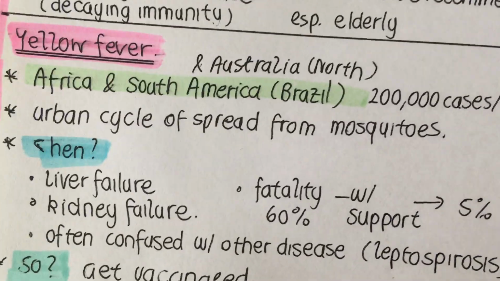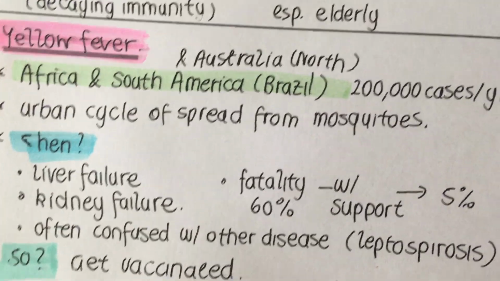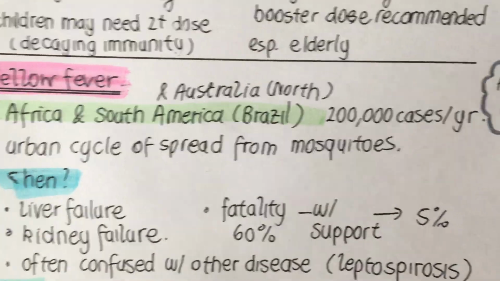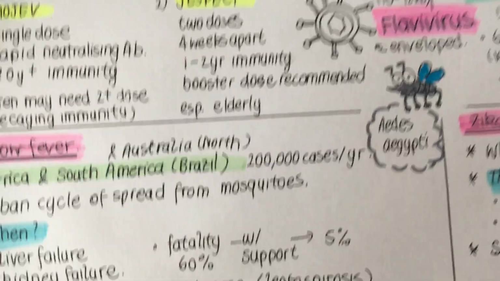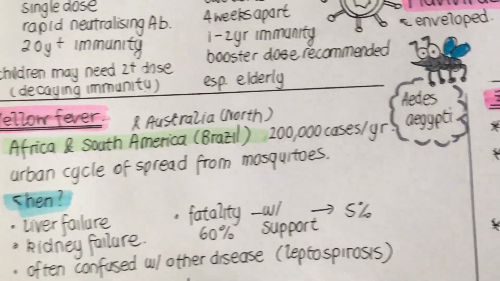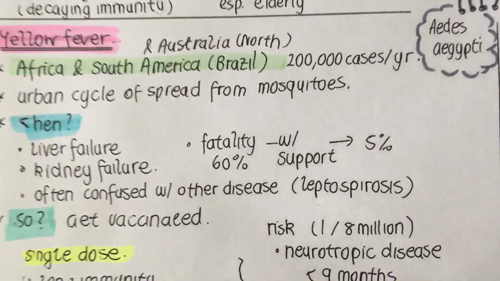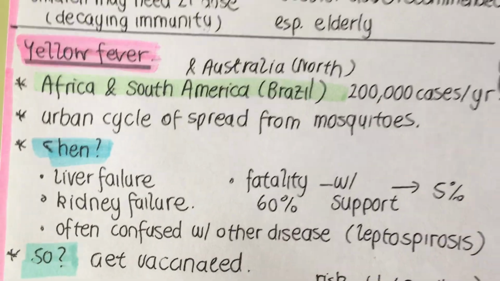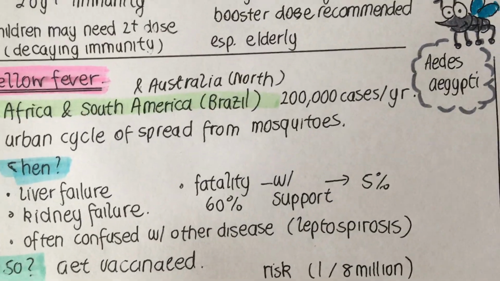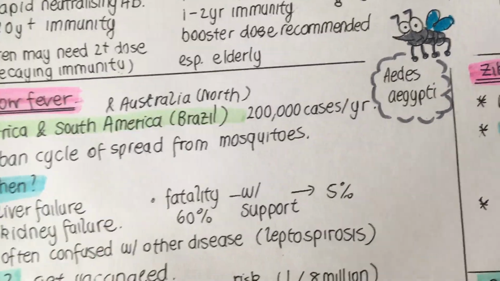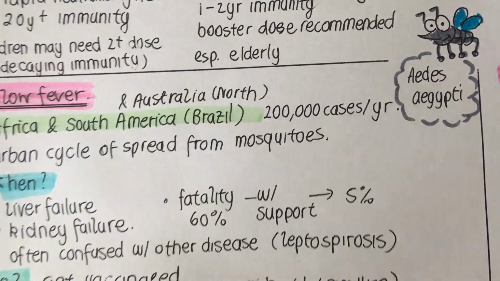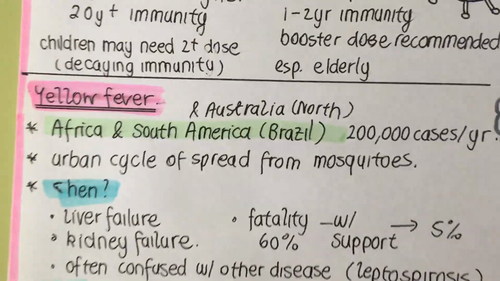It is called yellow fever because it causes liver failure, which causes bilirubin accumulation. That causes the eyes to appear yellow, etc. And also kidney failure. Now this is very confusing, especially for clinicians, because the clinical symptoms are often confused for things like leptospirosis. Now, the fatality is about 60%, but with support, that can get down to 5%.